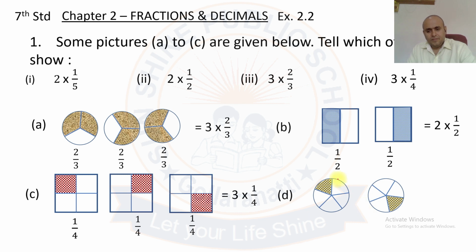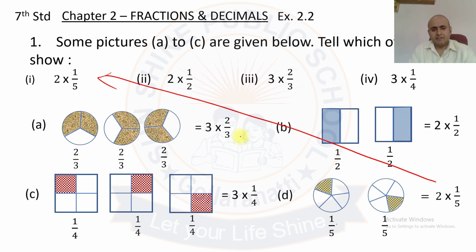Next diagram. Here they are divided into 5 parts, that is 1, 2, 3, 4, 5, and they have shaded one part. So this can be written as 1 by 5. That is, one part is shaded out of 5 parts. The second diagram is also divided into 5 parts with one part shaded, so it is written as 1 by 5. Since 1 by 5 is repeated 2 times, I can write it as 2 into 1 by 5, and this represents the first question, 2 into 1 by 5.